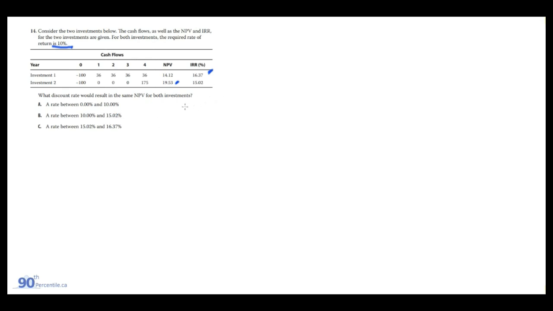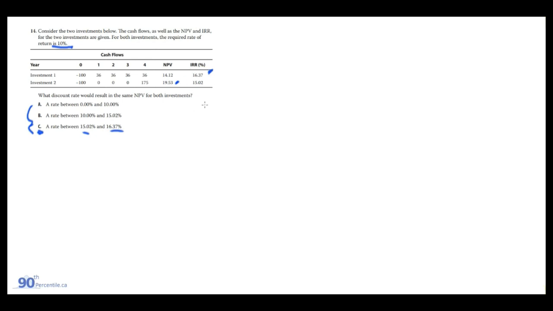Okay, so this is a bit of a weird one. To actually solve for this rate, it's understandable that they're not going to ask us for the exact rate. To my knowledge, you would need Excel to do this, like a what-if or goal seek or something. But based on the information here, we can kind of figure it out, right? So I'm going to start down here at C. We have a rate between 15.02 and 16.37, which are the IRRs of both projects.